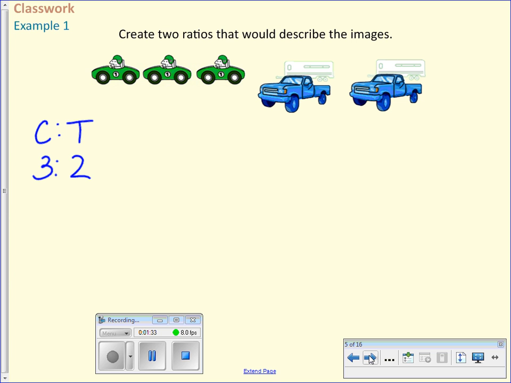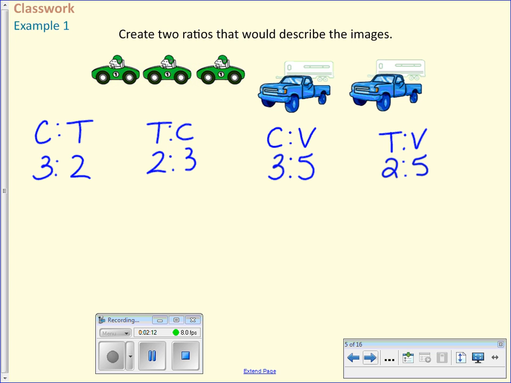So we could do 3 to 5. Where did you get 3 to 5? What is the 5? What's the 3? The little green cars are the 3, and the 5 is the whole. All right, so the total vehicles. So cars to vehicles is 3 to 5. Somebody come up with something else? Trucks to vehicles, which is 2 to 5. And give me one more. Trucks to cars would be 2 to 3.